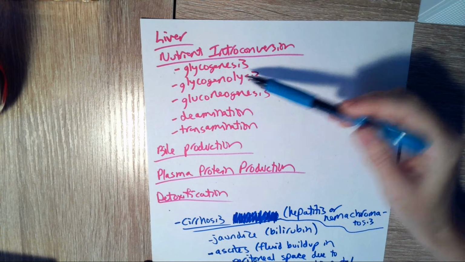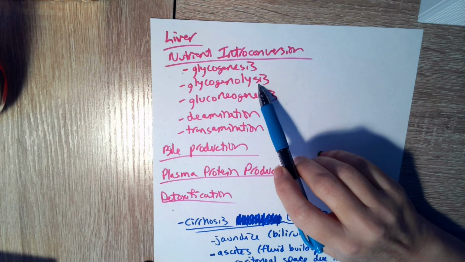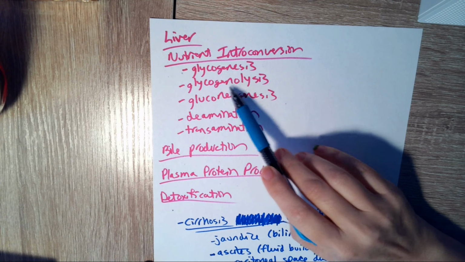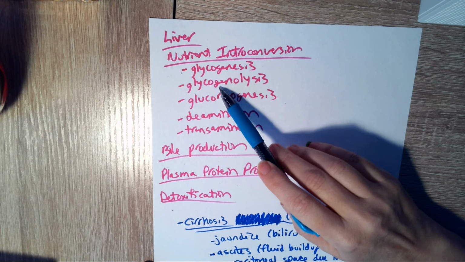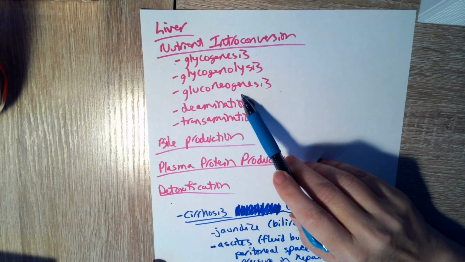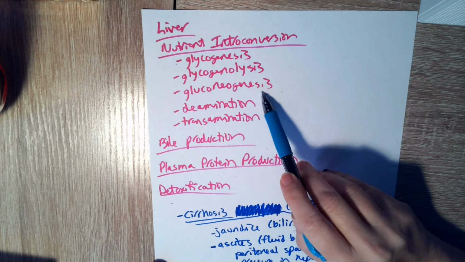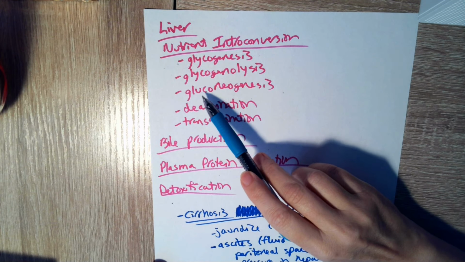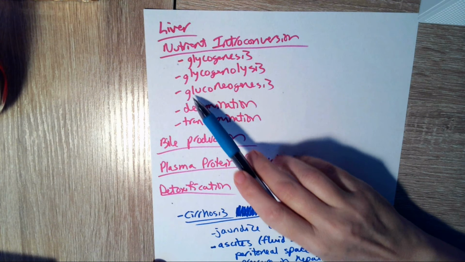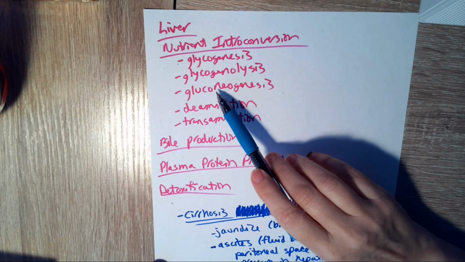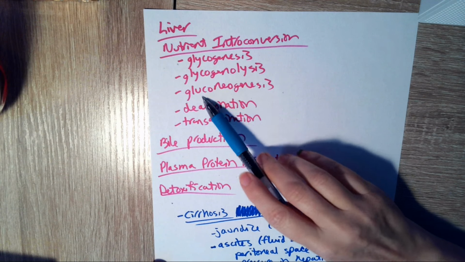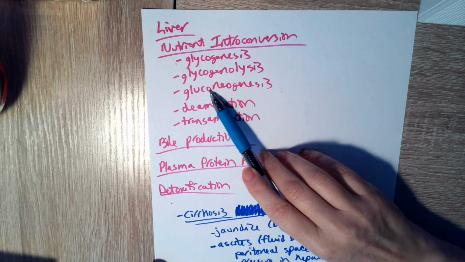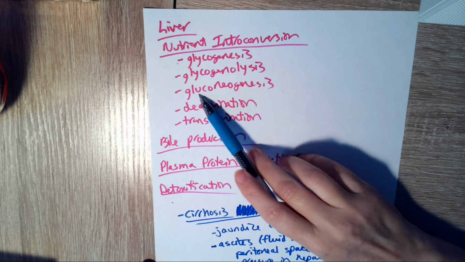Glycogenolysis, so glycogen, lysis, breaking down of glycogen. So taking glycogen and breaking it into its component parts, which would be glucose. Gluconeogenesis. Genesis means making, neo is new, glucose, so making new glucose. This would be making glucose out of a non-carbohydrate precursor, which is relatively easy for the body to do because glucose is really just carbons and hydrogen, so you can just pretty much make it out of anything.